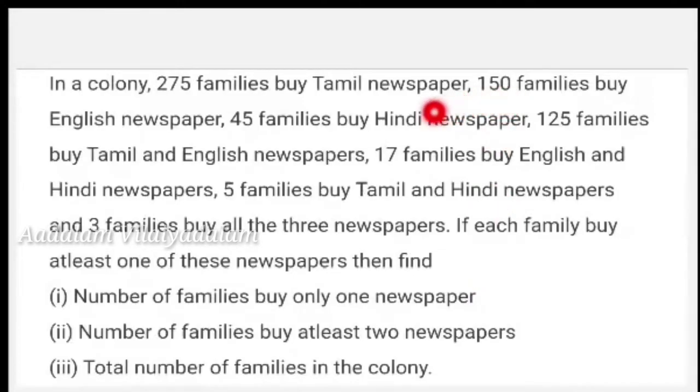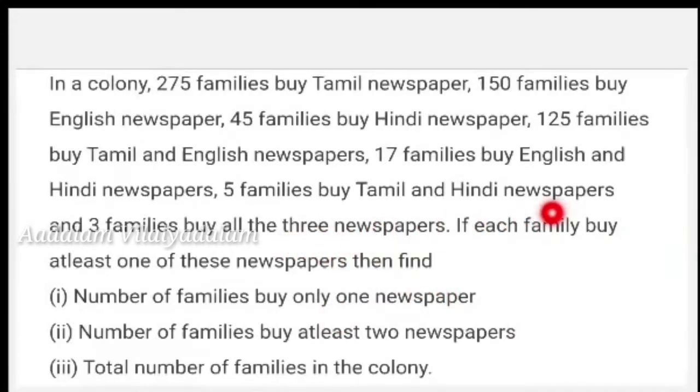So in the question they have given all the intersection parts: in a colony 275 families buy Tamil newspaper, 155 families buy English newspaper, 45 Hindi, 125 families buy Tamil and English, 17 families buy English and Hindi, and 5 families buy Tamil and Hindi. And for the second subdivision, we need to find the number of families who buy at least 2 newspapers, then find the total number of families in the colony.